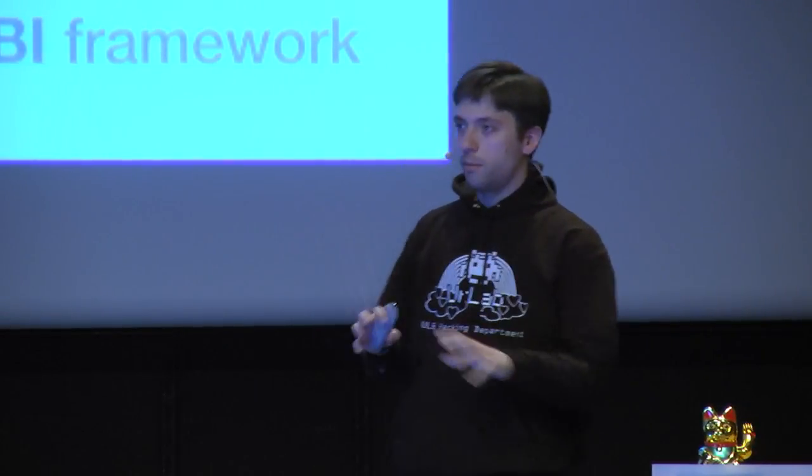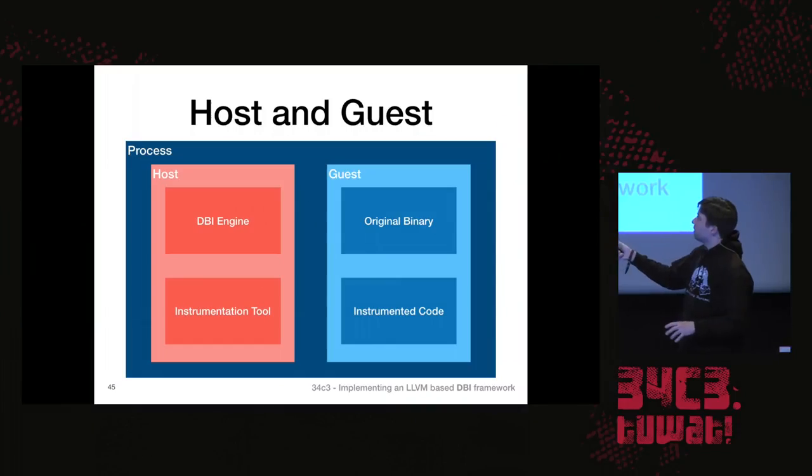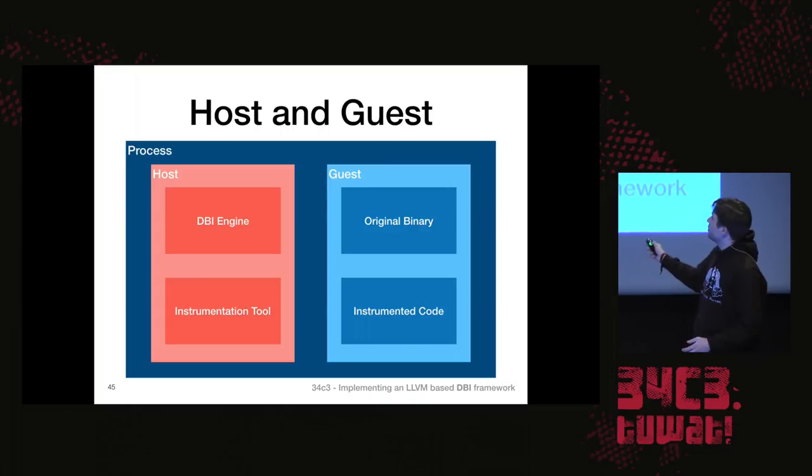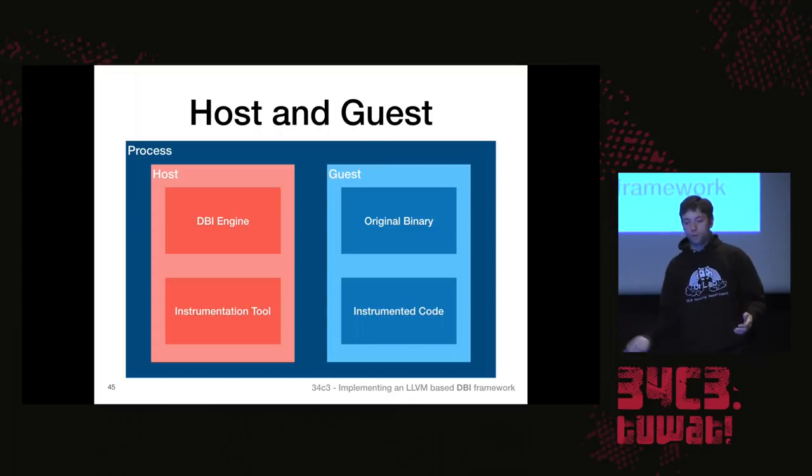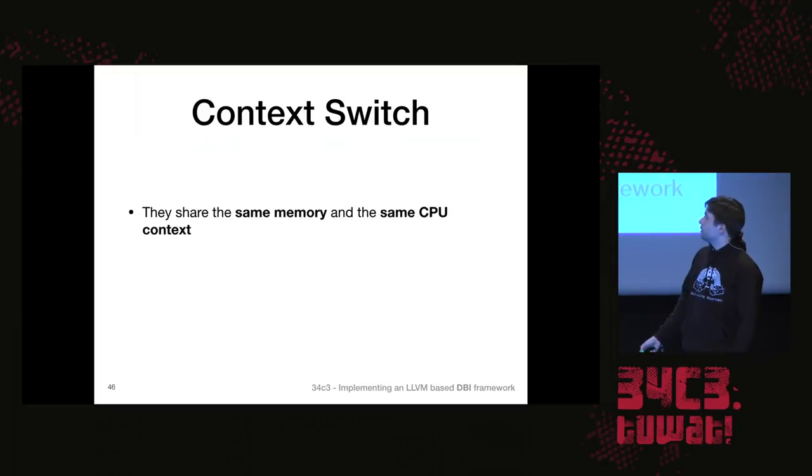So if you think about what's going on in the process, you can divide the space into two entities. The first one is the host. The host contains the DBI engine and the instrumentation tool you've written. And the second part is the guest. The guest contains the original binary and the instrumented code generated by the DBI engine. This host-guest terminology is taken from the VM world because it kind of makes sense. Now, this is not a VM. So the problem is that these two contexts share the same memory and the same CPU context because they are just one process.